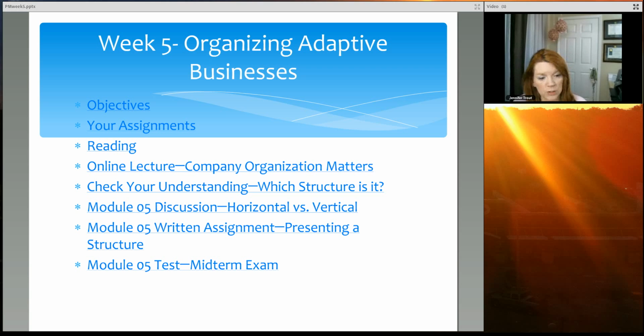So of course you have your normal online lectures and reading material. You have a little check your understanding of what a structure is. And then of course you have your deliverables: your discussion post on horizontal versus vertical structures, your written assignment on presenting a structure, and then of course we have the midterm exam this week.